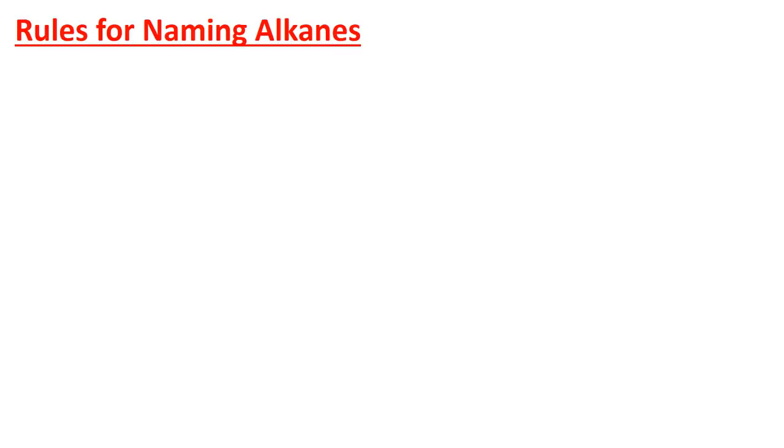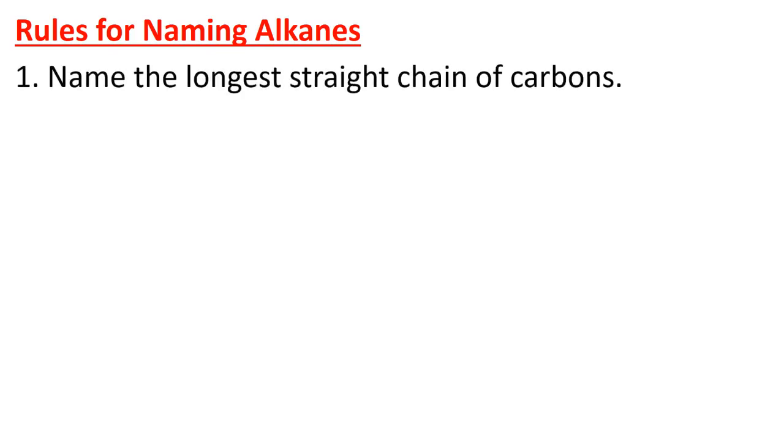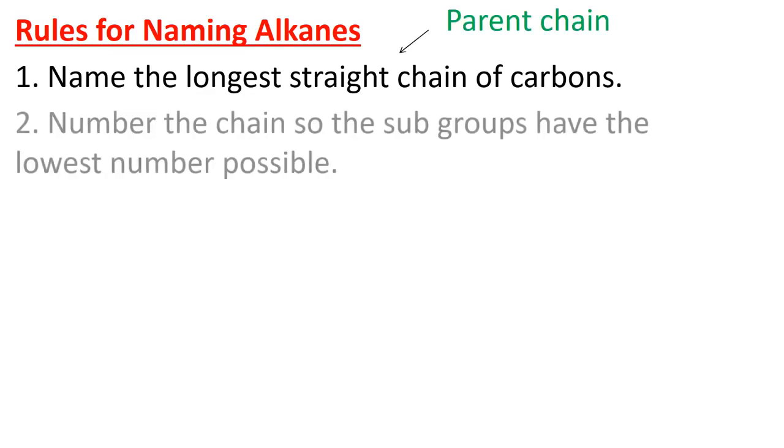So I want to talk about some rules now that we've just come across for naming these branched chain alkanes. The first thing we're always going to do is name the longest chain. So take your pen or pencil, draw on your piece of paper, and all the ones you've drawn over make your longest chain. This is also called the parent chain.